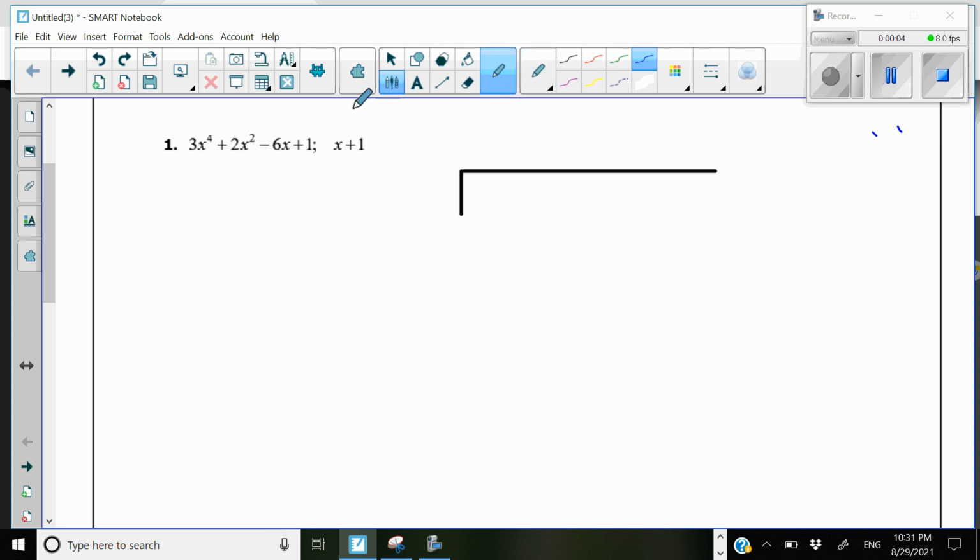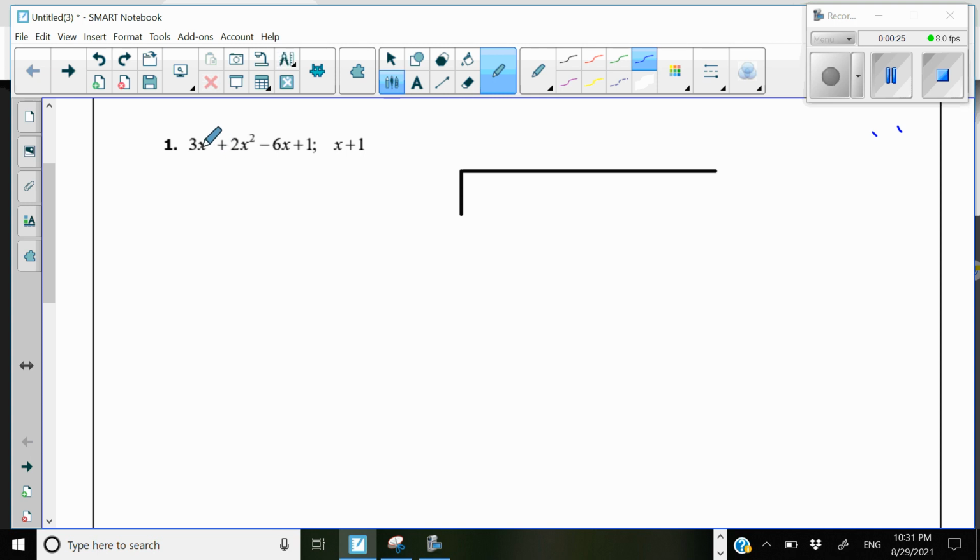Hi everyone, we're going to divide this polynomial by x plus 1 using long division. First of all, we need to make sure our polynomial is in order, which in this case is already in order. We start from the highest power and then we go to the lowest ones. Next, we need to include the missing terms if there is any missing term.